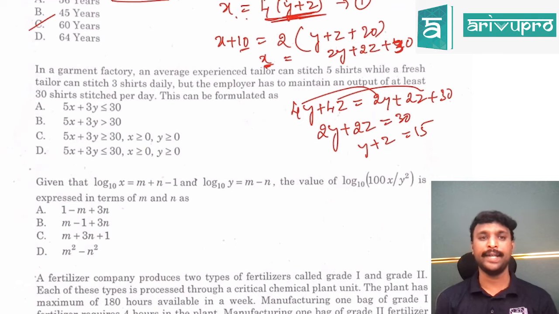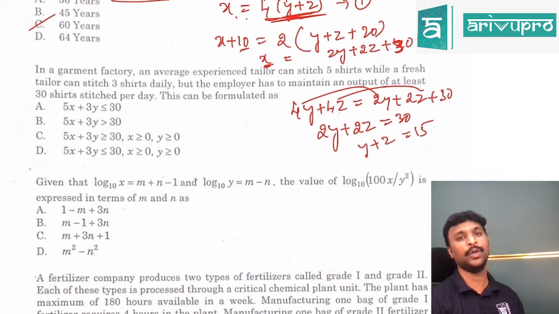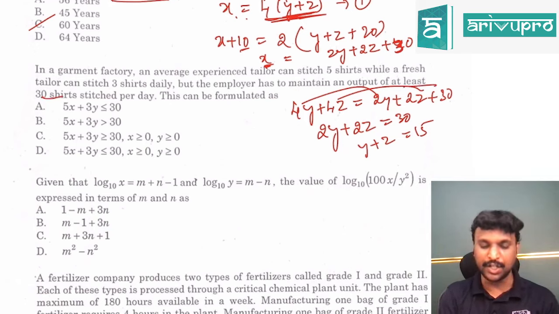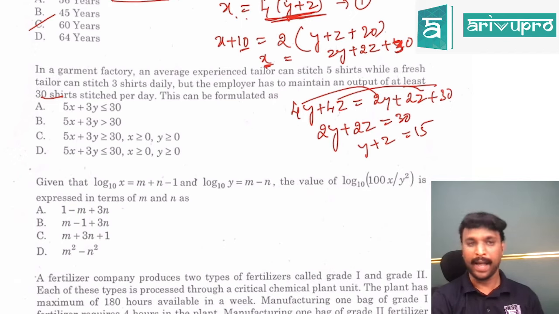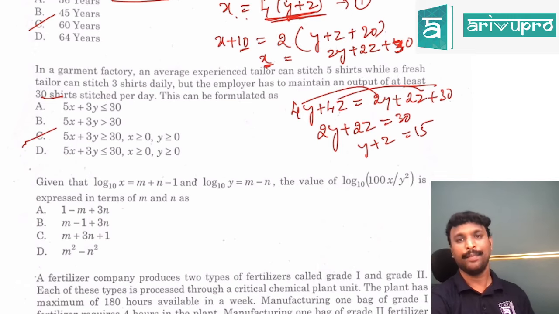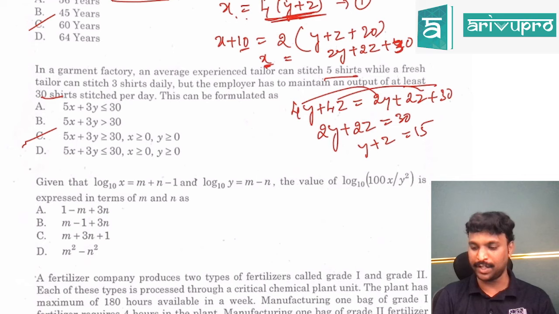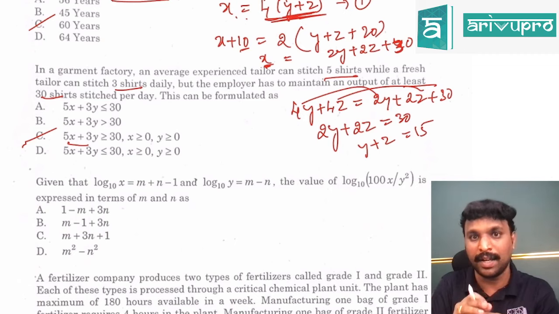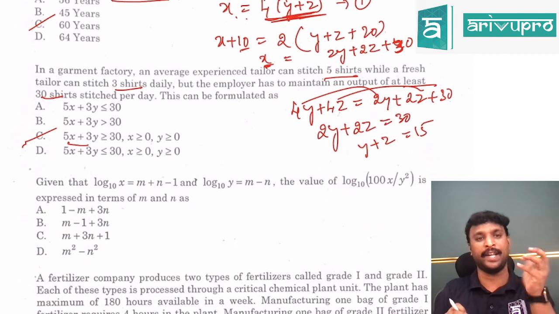It is about linear inequalities. I said, guys, whenever they ask in terms of work, the number of units of work should always be greater than or equal to 0. See, what is the condition? At least 30 shirts. That means greater than or equal to 30. And both X and Y must be greater than or equal to 0. Therefore, option C is the answer. Because an experienced person stitches 5 shirts and a fresh person stitches 3 shirts, so 5 into X plus 3Y. At least 30 means greater than or equal to 30. And the number of experienced persons and the number of fresh persons, you are taking as X and Y.